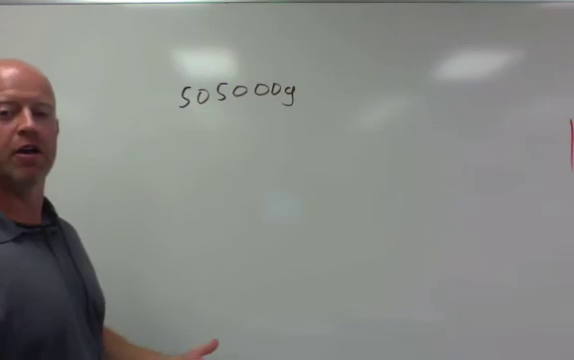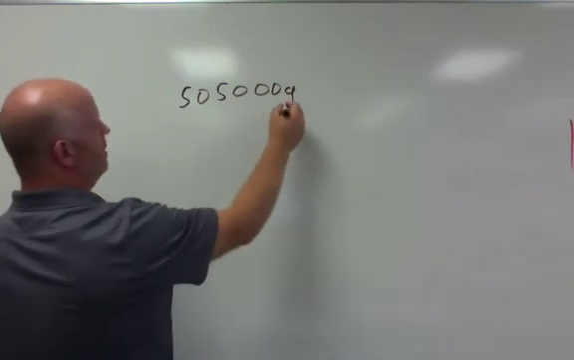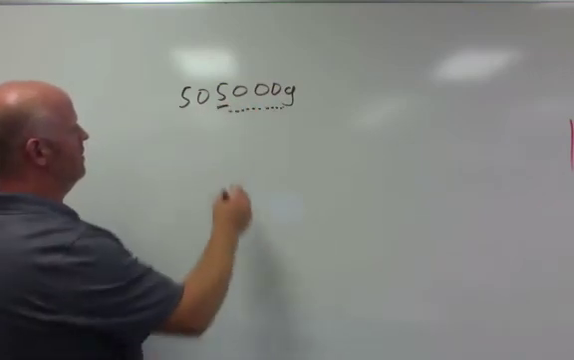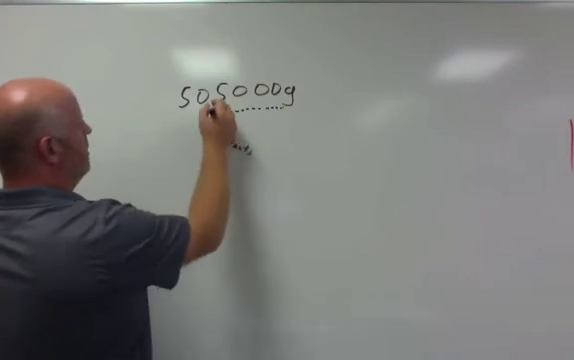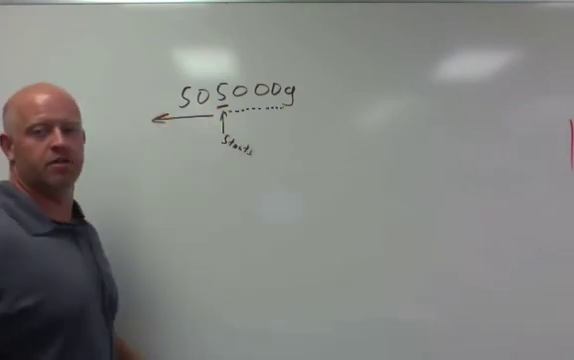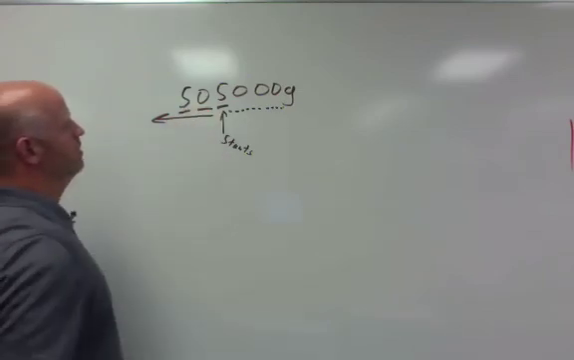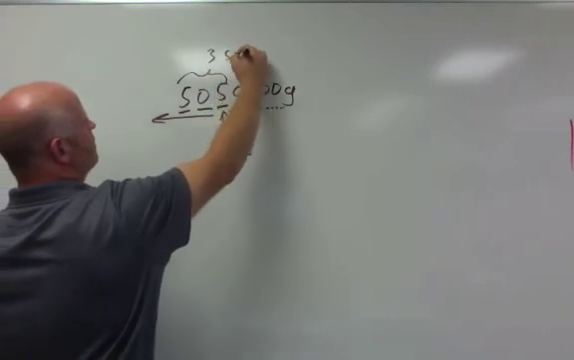Applying our rules, we do not see a decimal, so I start on the right. I work my way here until my first non-zero. That's where the measurement starts, and then everything over here is also measured. So this 0 is and this 5 is. So now I have 3 sig figs.